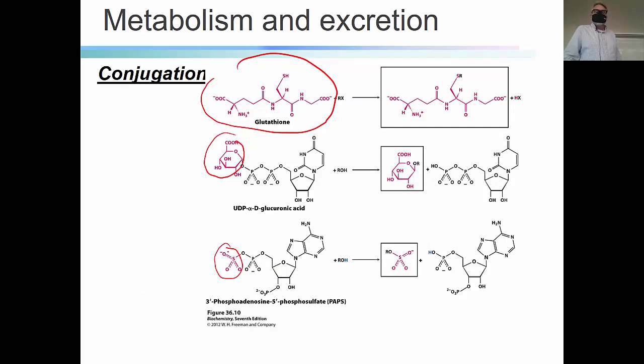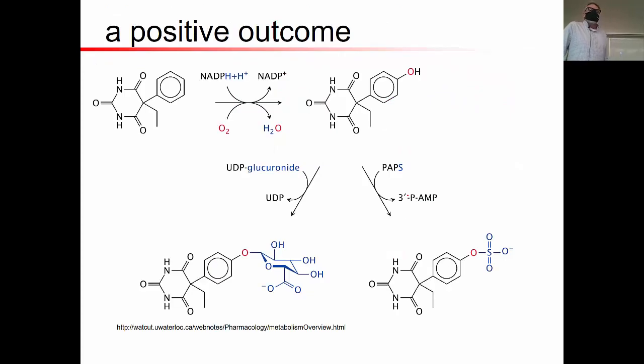Here is an example where we're going to see this glucuronic acid get added. This is the group that's going to be conjugated here. On the top left, we have a barbiturate compound. These are utilized as sleeping aids, or were. I'm not sure if they're still used.